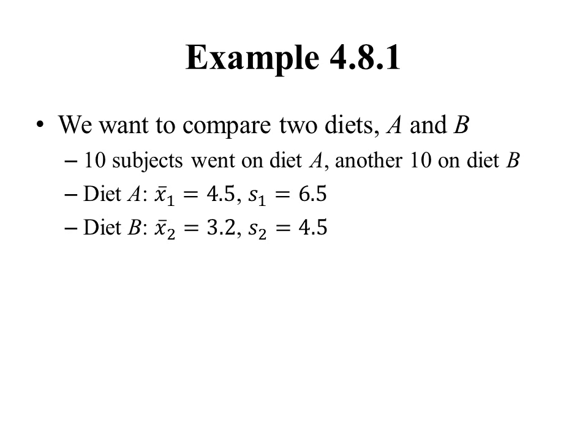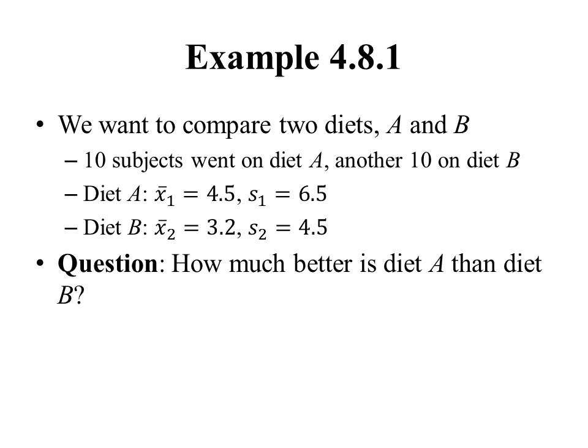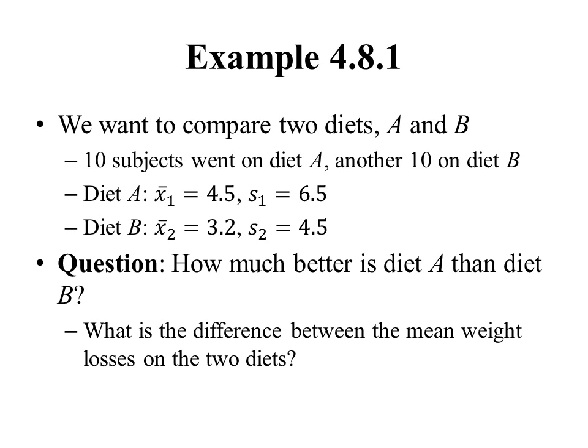So based off of this observation, specifically if we compare these two sample means, it looks like diet A does better than diet B in terms of mean weight loss. Okay? So the question that we want to try to answer is just how much better is diet A than diet B, or is there really even that much difference between the two diets? And more specifically, we want to try to estimate the difference between the mean weight losses on the two diets.